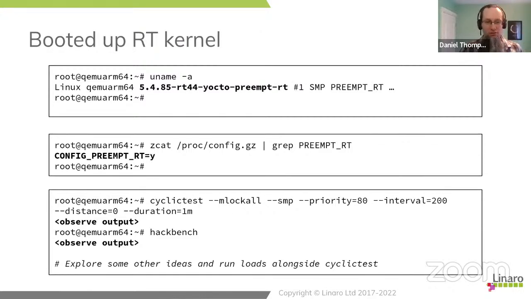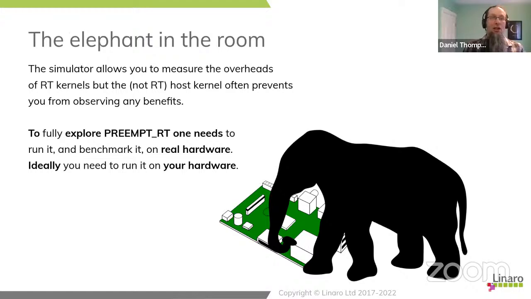What we cannot show you in the labs is any benefit from PreemptRT. This is the elephant in the room. Simulators don't effectively allow you to measure RT performance because they are hosted on your desktop non-RT kernel, and the virtual CPUs from the simulated machine are competing with other tasks on your CPU, like managing your mouse and drawing pictures. So the latencies that you observe inside the virtual machine are not just influenced by its own kernel, they're also influenced by delays in the host kernel.